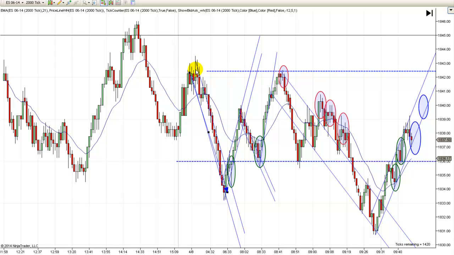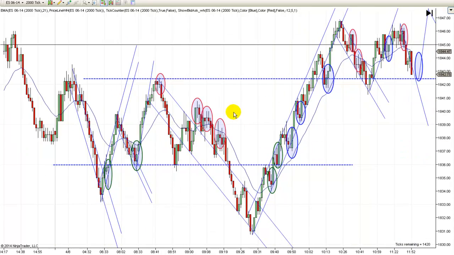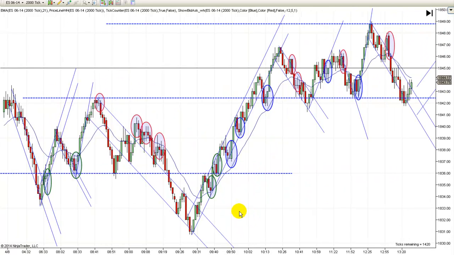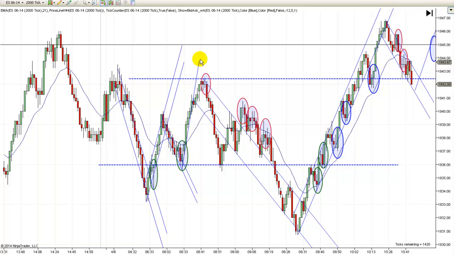And sometimes you'll get those little extra moves in the overnight, and this was like early yesterday afternoon, really. So I believe that to be the two moves. There's two legs in the middle, which might have been one clue. And then notice the two legs here, and then there's a two-legged correction here, and then we moved higher. So once you start to see the pattern, it makes it a little easier.